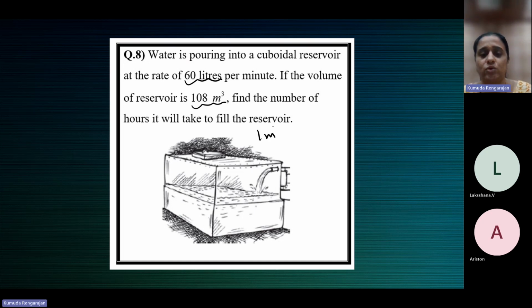So 1 meter cubed means 1000 liters. So 108 meter cube will be 108,000 liters. Because 1 meter cubed is 1000 liters, no? So 2 meter cubed will be 2000 liters, 3 meter cubed, 3000 liters, 4 meter cubed, 4000 liters. So 108 meter cubed will be 108,000 liters.